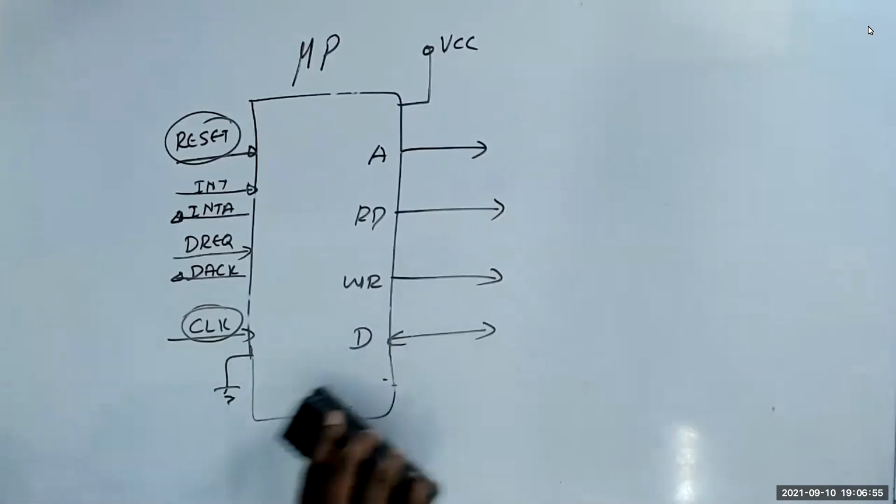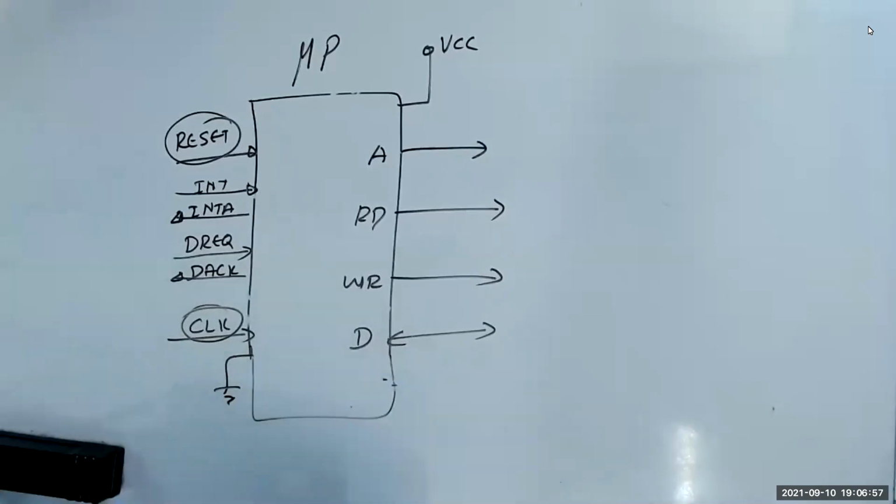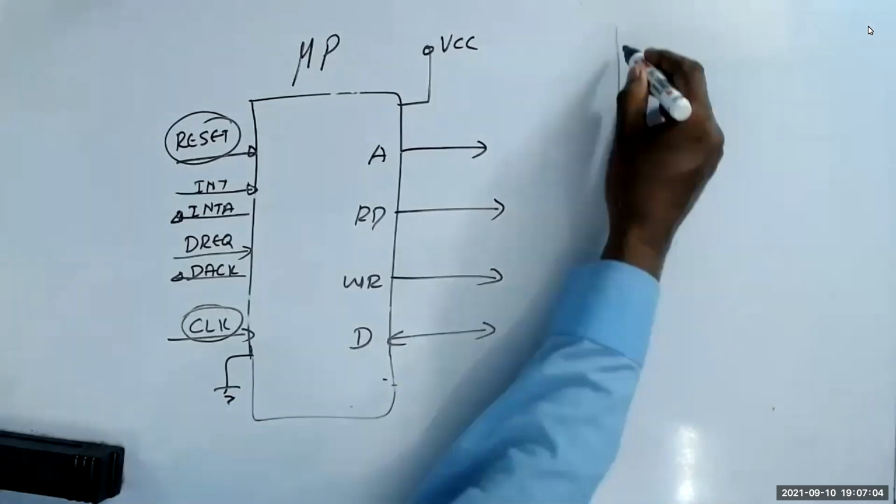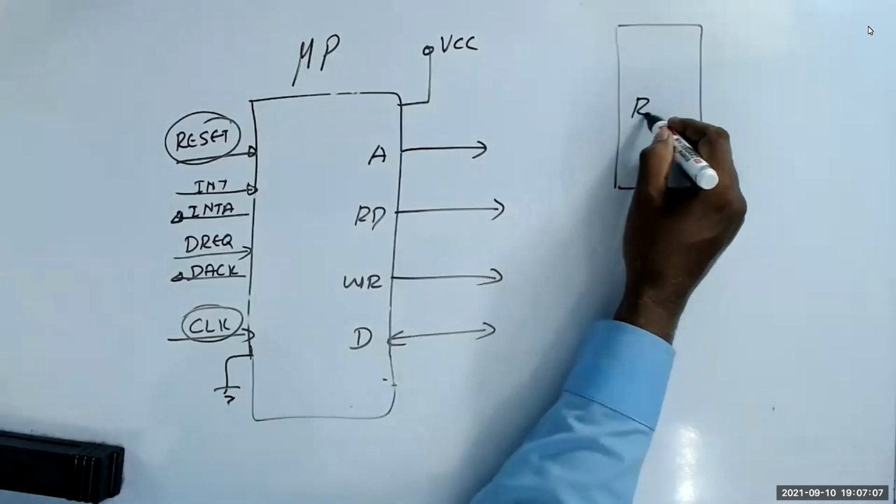So this is what a typical system looks like. Now, from the typical system, all the systems used to have one ROM and one RAM.